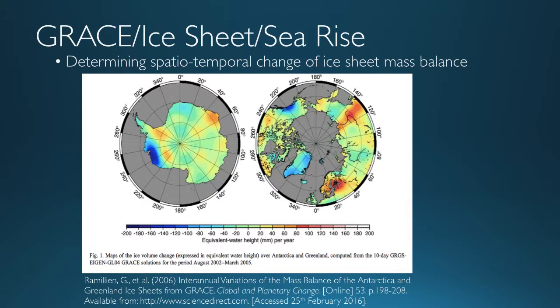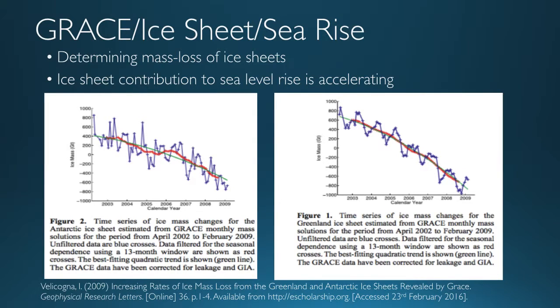So the next study was done by Velicogna in 2009. Here they looked at monthly measurements from GRACE in order to determine mass loss of the Greenland and Antarctic ice sheets from 2002 to 2009, which is a longer period of time than the previous study. They conducted this study because observations had been made that ice sheet loss was actually accelerating and not occurring in a linear fashion. So they used GRACE data in order to see if this was true.